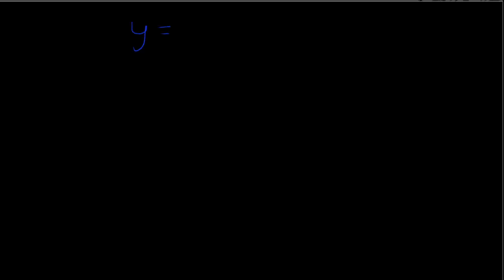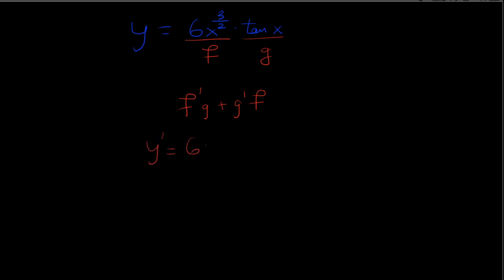y is equal to 6x to the 3/2 times tangent of x. f is going to be 6x to the 3/2. g is going to be tangent x. I want f prime g plus g prime f. The derivative of f, well, we want to bring down the power of 3/2 and then subtract 1 in the exponent.